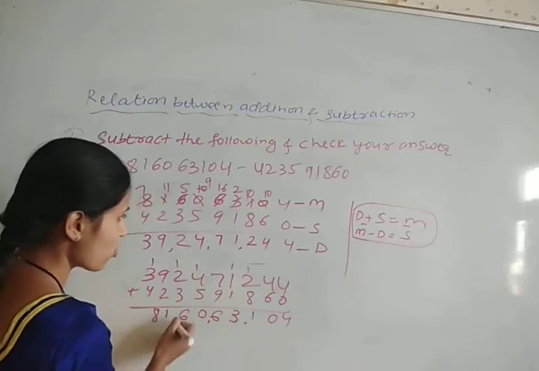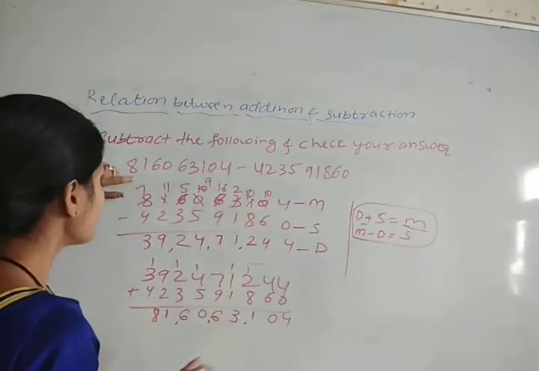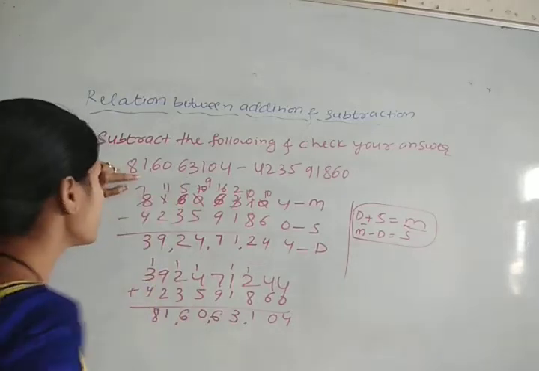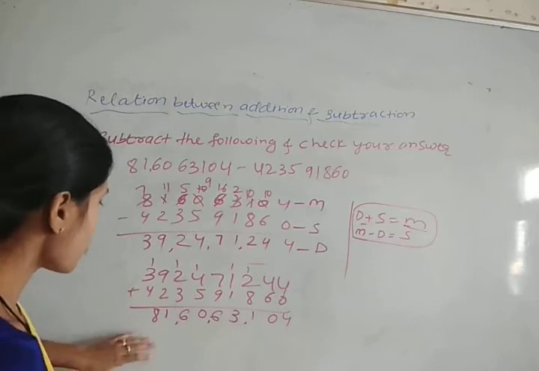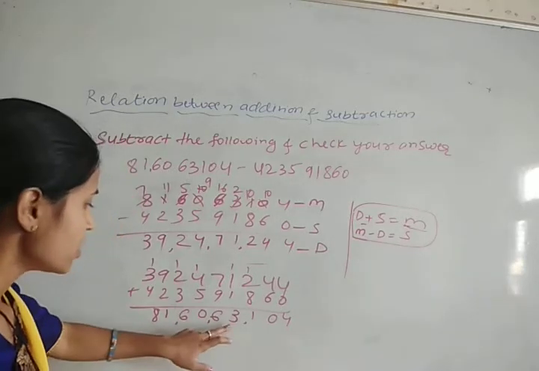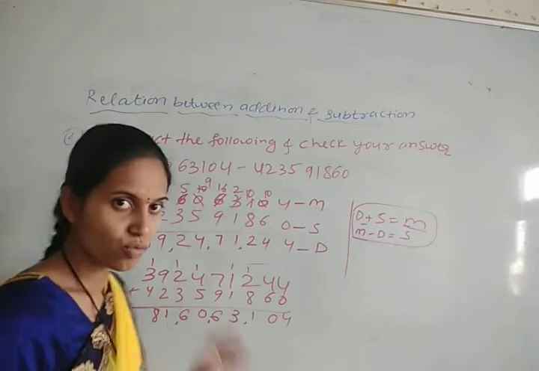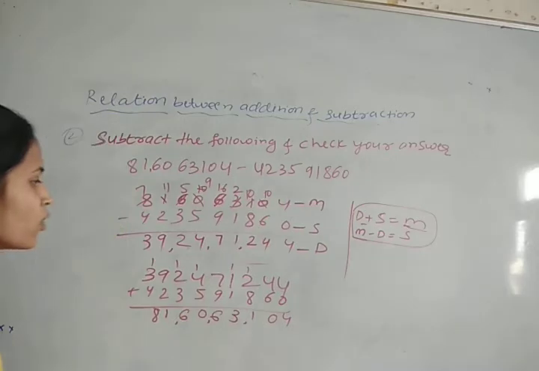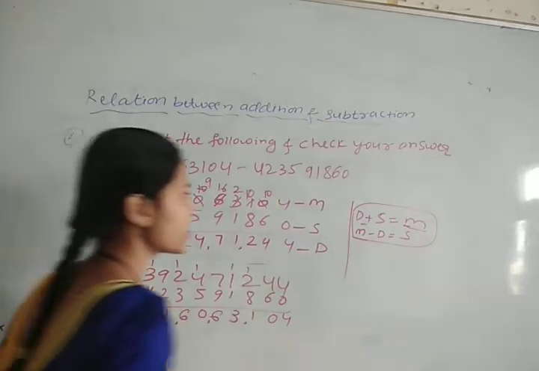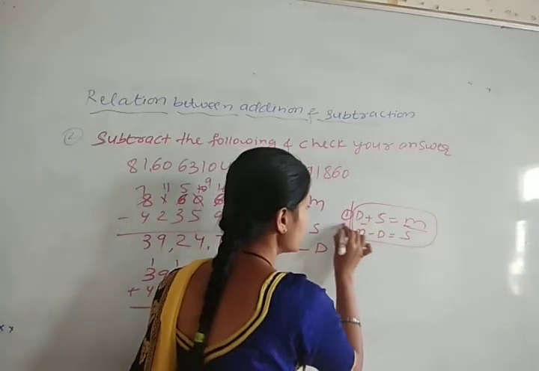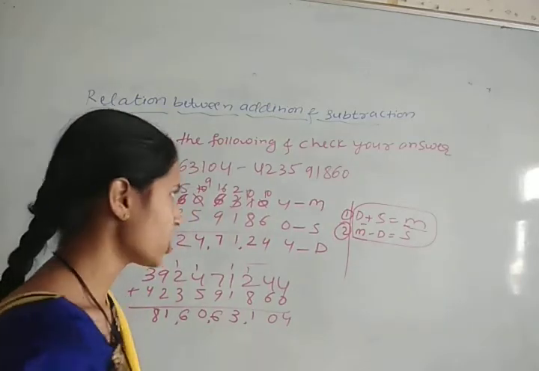So check whether we have got the value of the minuend or not. So the minuend value is how much? It is 81 crore 60 lakh 63,104. So here also we have got 81 crore 60 lakh 63,104. Okay, so like this we have cross-checked the result. Please take down these two formulas, which will be useful for you to cross-check any problem.